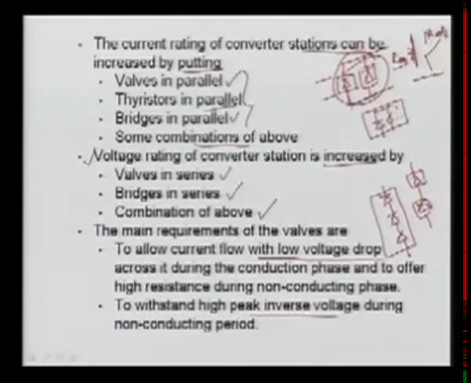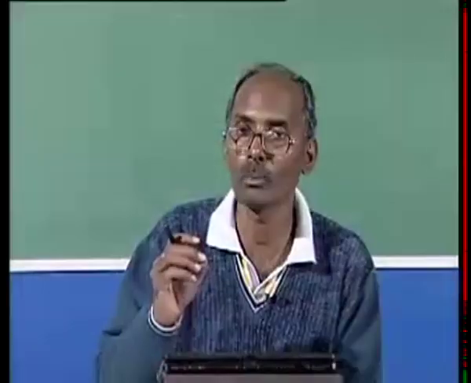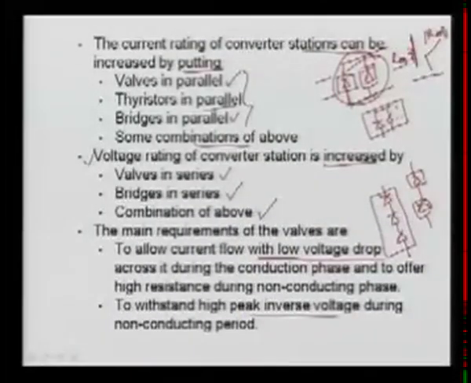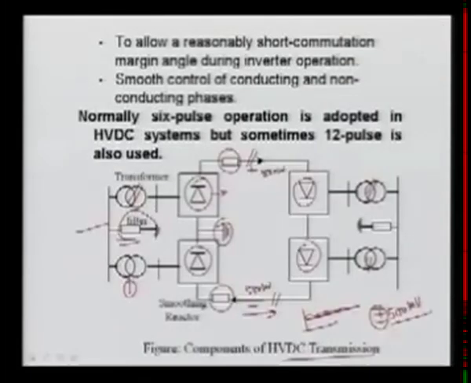Once this bridge is conducting, the voltage across this is almost 0, because R on is very less. Once it is not conducting, we can see a huge voltage appearing across this valve, and it must withstand that high peak inverse voltage during the non-conducting phase, because the inverse voltage appears across it. If it does not withstand, it may puncture, get short circuited and damaged. So that creates another problem. So this is another requirement.